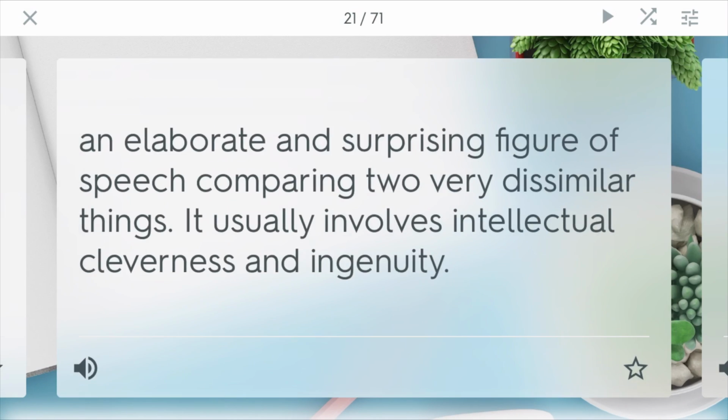Conceit is an elaborate and surprising figure of speech comparing two very dissimilar things. It usually involves intellectual cleverness and ingenuity. There's this one poem that compared the two legs of lovers to that of a draftsman's compass, two totally unrelated things but talking about the same experiences.